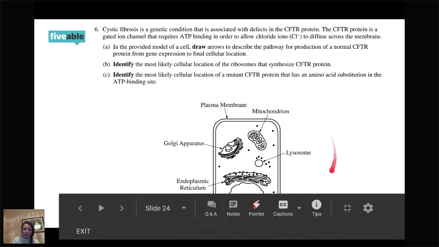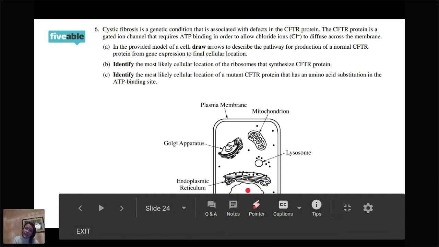So we know with protein production, of course, this is now not going to go away. I hate this thing. Google Slides are the worst. So we start in the nucleus. That's what this is. I know you can't see it because of this thing blocking, but we start in the nucleus, right? Because that's where the DNA is. That's where transcription occurs.